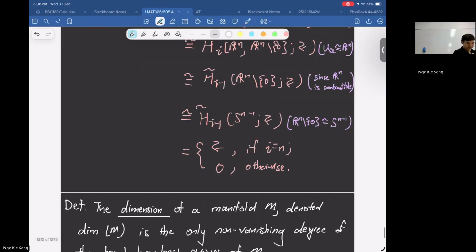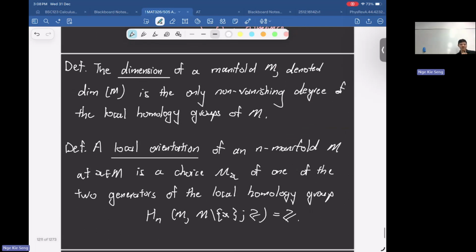So we define the dimension of a manifold to be the only non-vanishing degree of the local homology group of M, because we can always reduce it to the reduced homology of a sphere. Then what's the orientation here? Also, we're going to use relative homology. We know the local homology group, the non-zero part, is always Z. Then Z has 2 generators. You tell me which is the generator? This will be the local orientation.